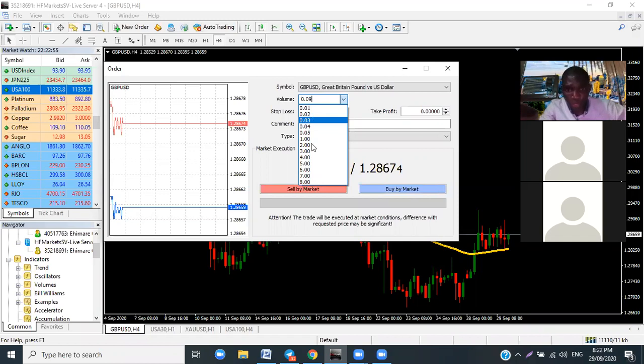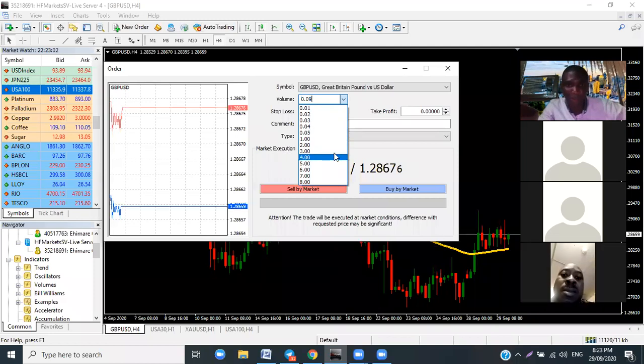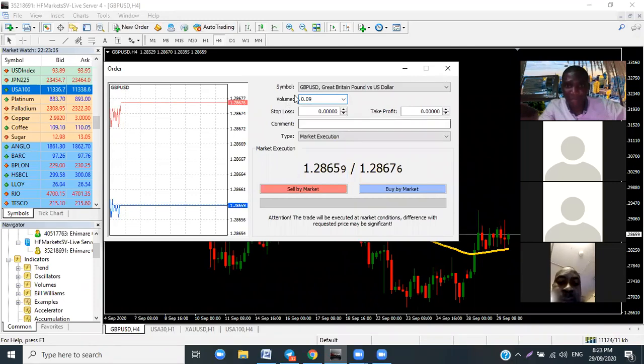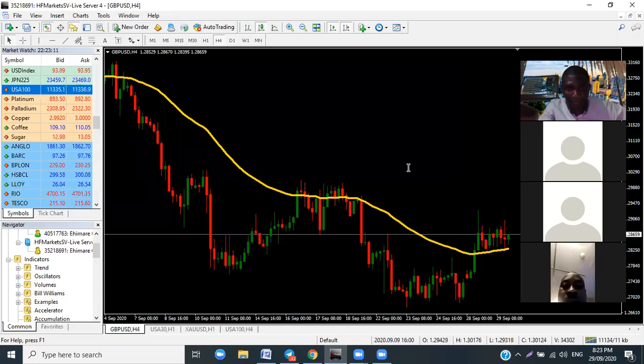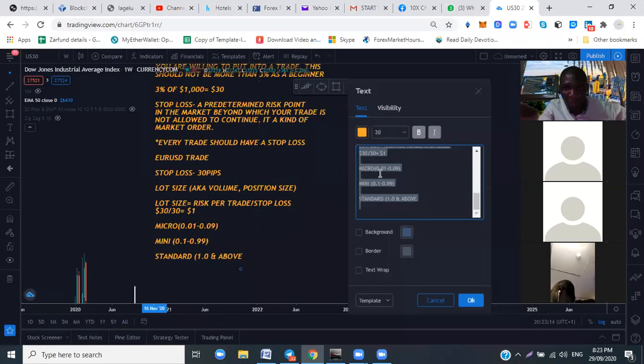So now you will notice this one doesn't have it, they just use the summary here. But basically, this is what I'm talking about. This volume, where you have volume here. So 0.01 to 0.09 is micro lots. So when you pick any of those, you are dealing with micro lots. You have 0.1 to 0.99, you are dealing with mini lots. 1.0 and above, you are dealing with standard lots. All right?